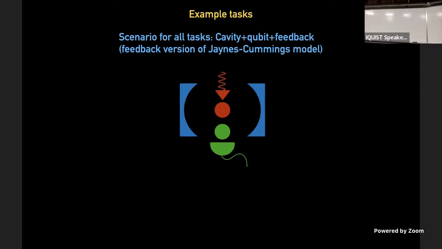So what we took as an example was a relatively famous model in quantum optics, the Jaynes-Cummings model. So you have a single atom in a cavity talking to the cavity mode. But in order to have feedback, we say maybe there's another atom that is also influenced by the state of the cavity, that can measure. So this is the situation.